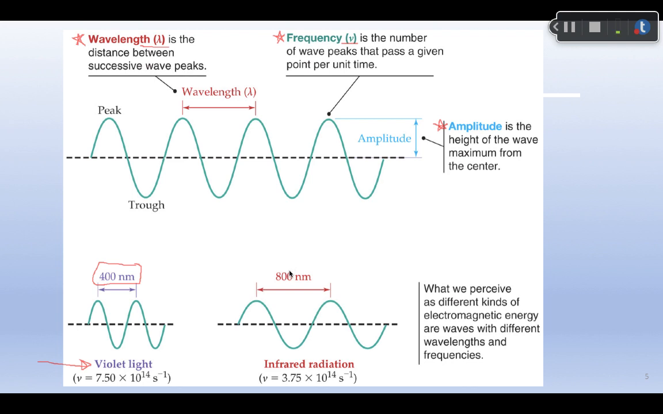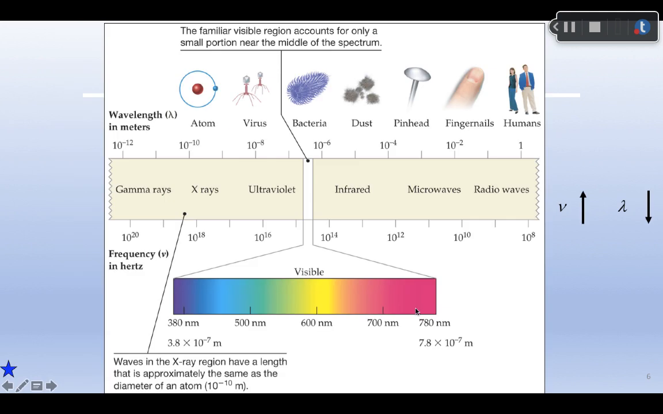And infrared radiation on the other end of the visible spectrum is 800 nanometers, much longer wavelength. So what we perceive as electromagnetic energy is different kinds of wavelengths and different kinds of frequencies. Some of them are visible and some of them are not. Just relative numbers for the violet and infrared, you can see that they're hundreds of nanometers. Memorizing these numbers is not really the point at the moment.